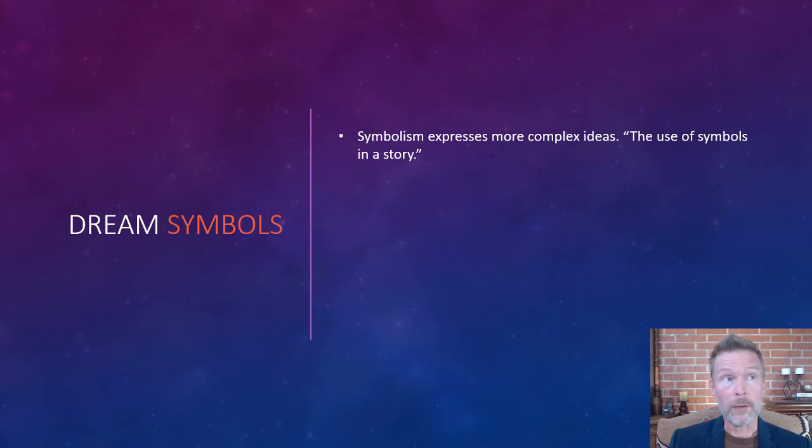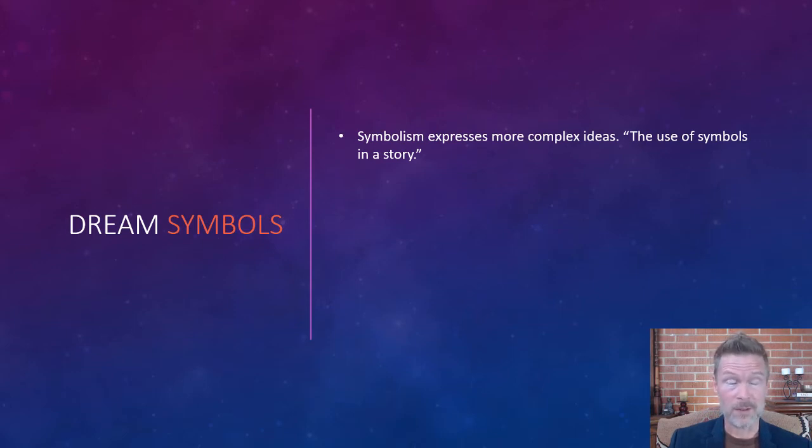Dreams begin with symbols, and then they put them into a story. And through that use of the symbol in the story, they convey more complex ideas. This is when we get into symbolism. The symbol by itself has ideas behind it. It has meaning behind it. And then the dream puts it into a story. It combines it with other symbols. It puts things around it such as characters and actions and settings. And now you have more complex ideas.